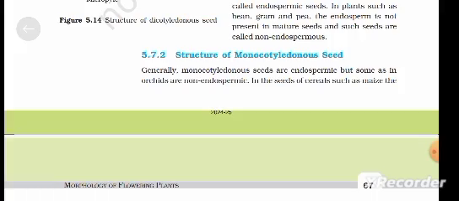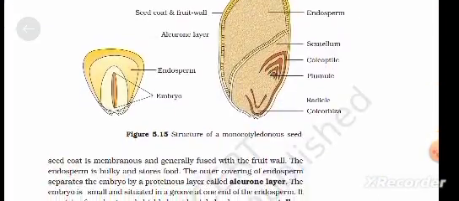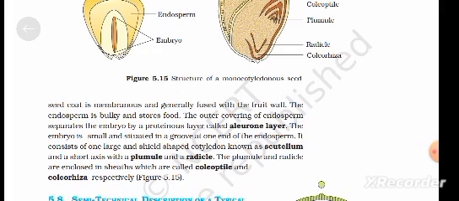In the seed of cereals such as maize, the seed coat is membranous and generally fused with the fruit wall, while the endosperm is bulky and stores food. The outer covering of the endosperm separates the embryo by a proteinaceous layer called the aleurone layer. The embryo is small and situated in a groove at one end of the endosperm. It consists of one large and shield-shaped cotyledon known as scutellum and a short axis with a plumule and a radicle. The plumule and the radicle are enclosed in sheaths which are called coleoptile and coleorhiza respectively.